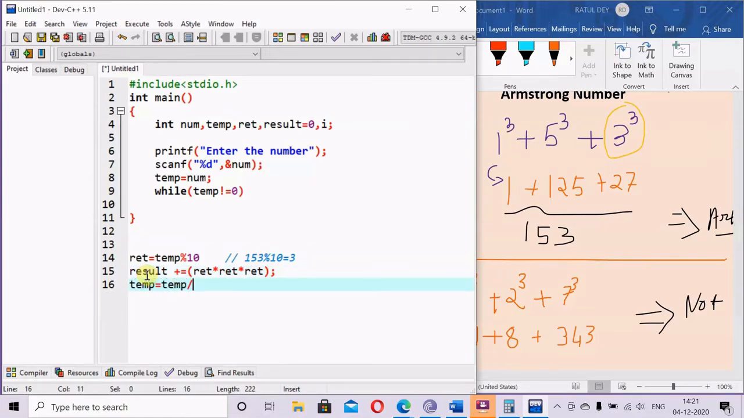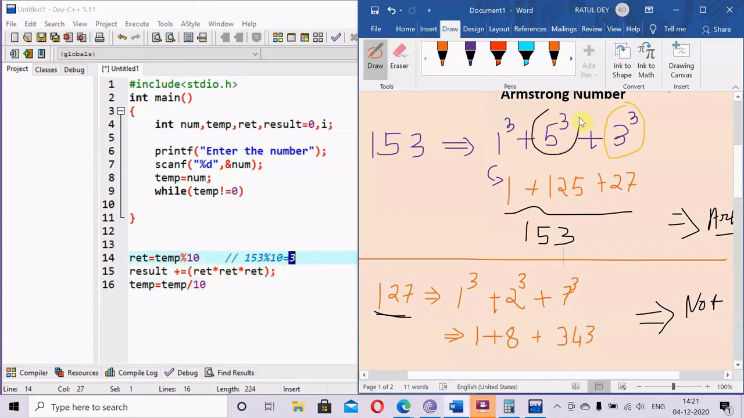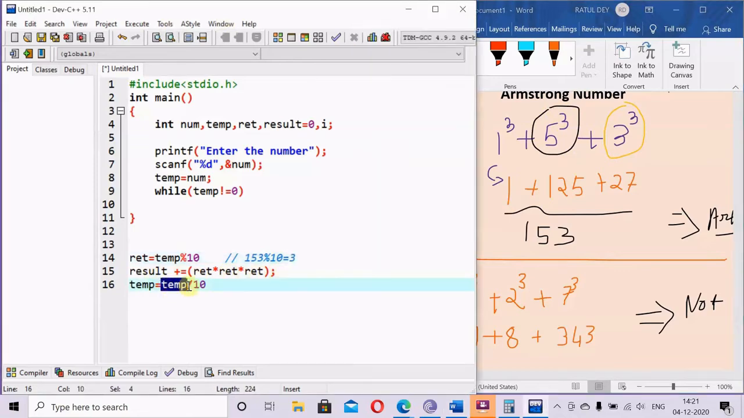temp divided by 10. Why? If we did 153 modulo 10, at that time we get the 3 value. Next time we need the 5 value. So how can we get the 5 value? For that reason we have to divide it by 10. So the value of the number changes. So 153 divided by 10, what value will come?